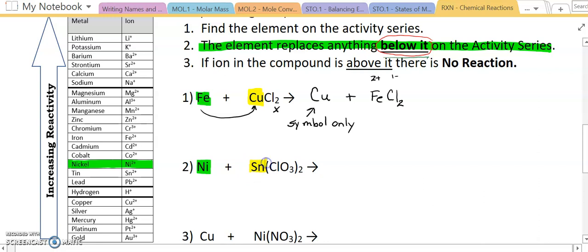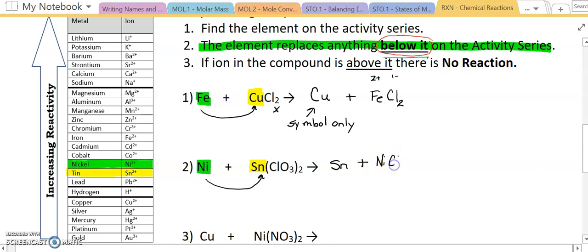Nickel will replace anything below it on the activity series, and tin happens to be right below it, but it is below it. So again, what happens is that nickel is going to come over and pour tin. Tin's going to be dumped and tin's going to be by itself. Again, tin can only be a symbol only. And then I am going to have nickel sit where tin is. But again, it is really important if I have nickel and tin.